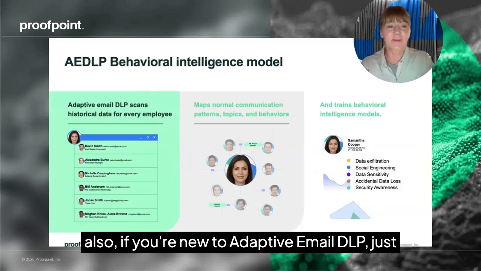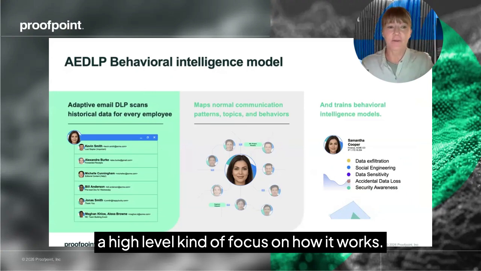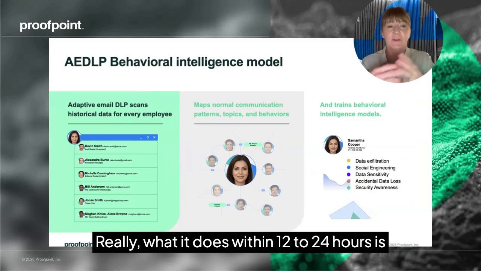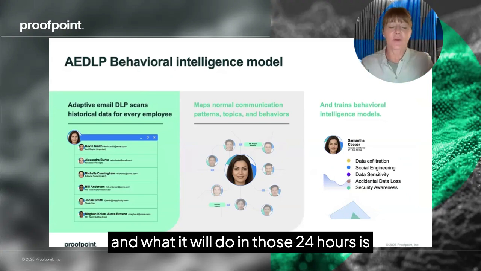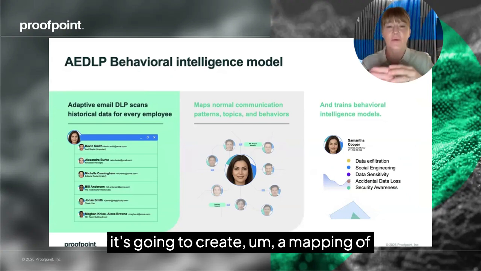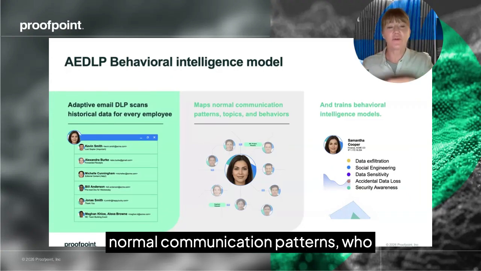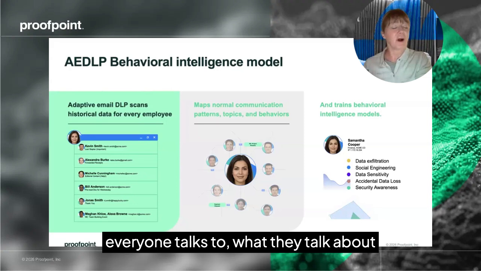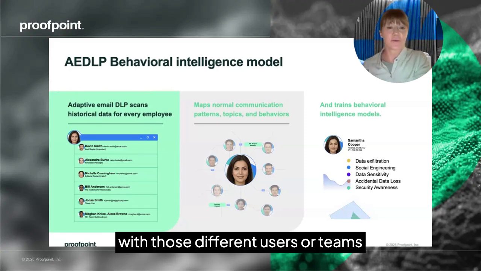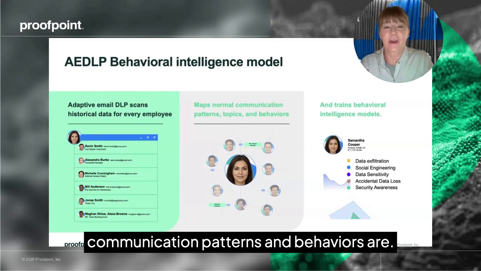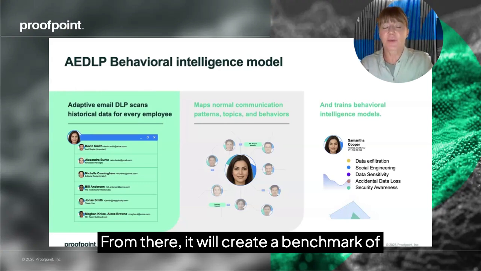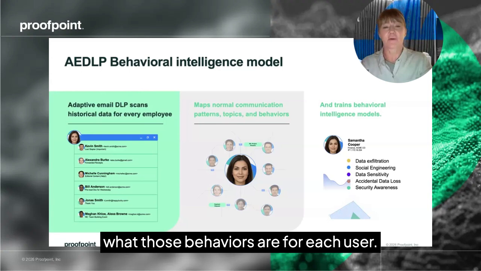Also, if you're new to adaptive email DLP, just a high level focus on how it works. Really what it does within 12 to 24 hours is it scans historical data for every employee. And what it will do in those 24 hours is it's going to create a mapping of normal communication patterns: who everyone talks to, what they talk about with those different users or teams of users, and what those normal communication patterns and behaviors are. From there, it will create a benchmark of what those behaviors are for each user.